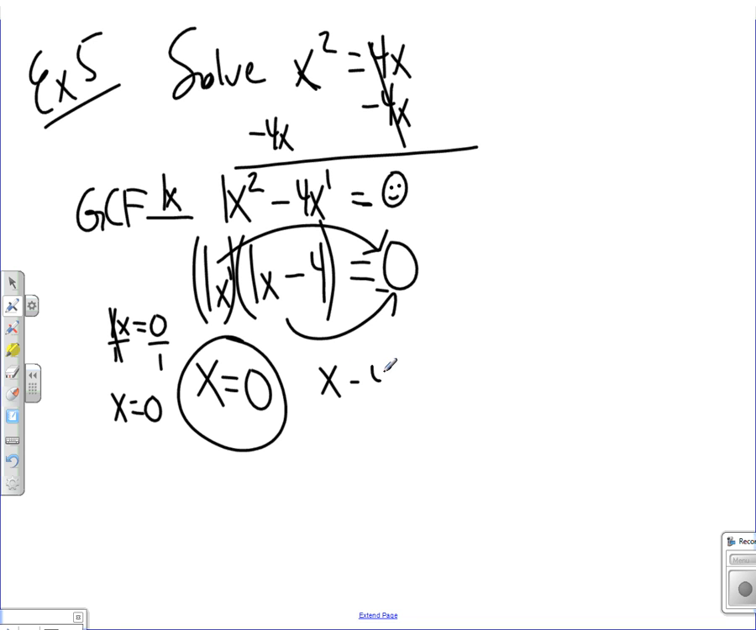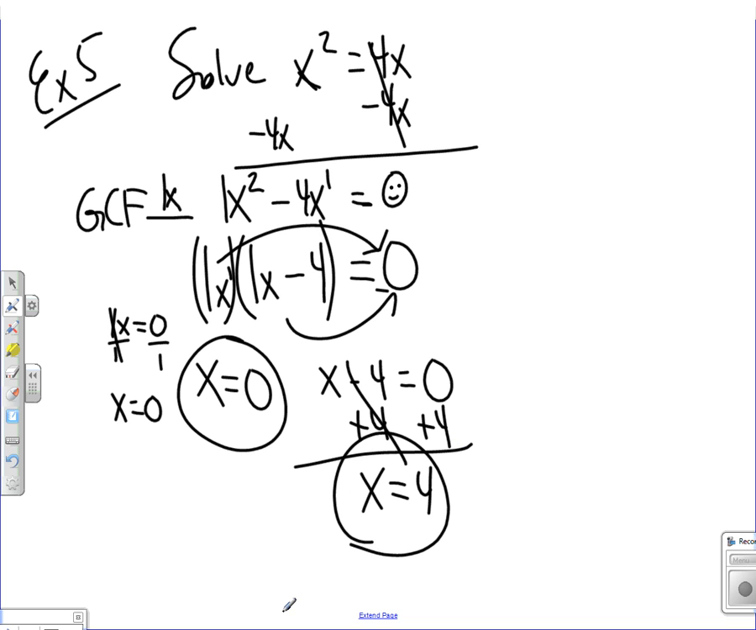Our other solution, x minus 4 equals 0. We're going to add 4 to both sides. And that tells us the other solution is positive 4. And there you have it. Our two solutions, x equals 0, x equals 4.